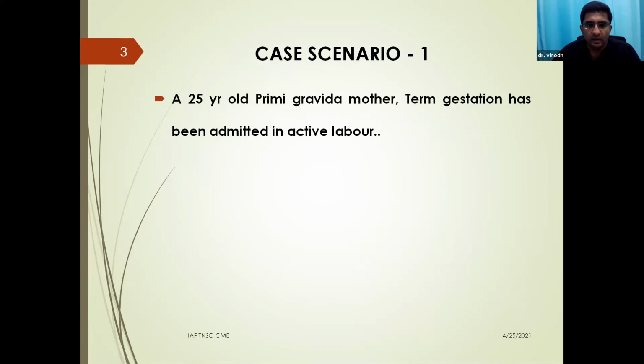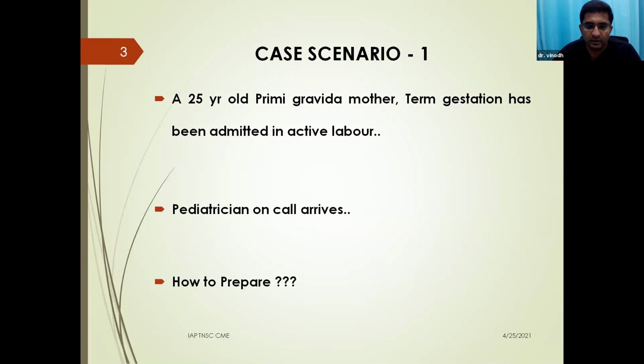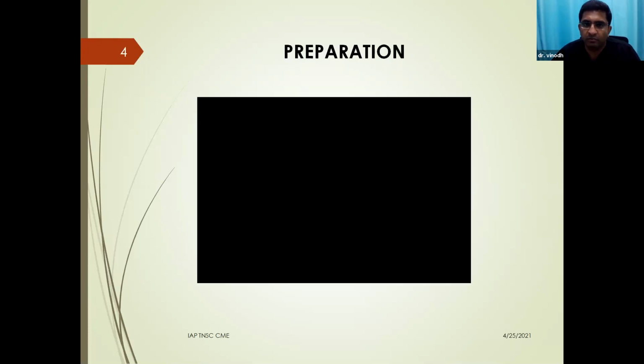So first thing, a 25-year-old primigravida mother, it's a term gestation, she has been admitted in active labor. So the pediatrician arrives here for resuscitation or for receiving the baby. So how to proceed with this? So resuscitation does not start with the time when we receive the baby. So we need to be prepared for that.